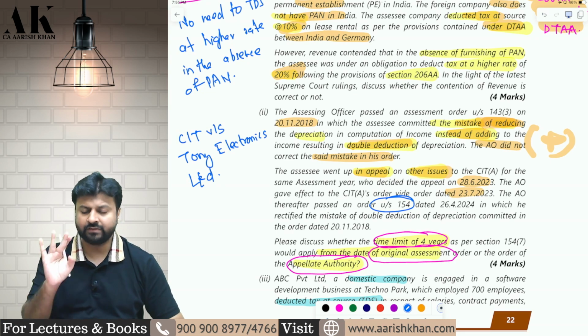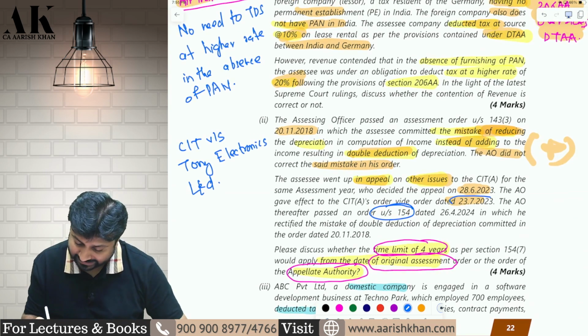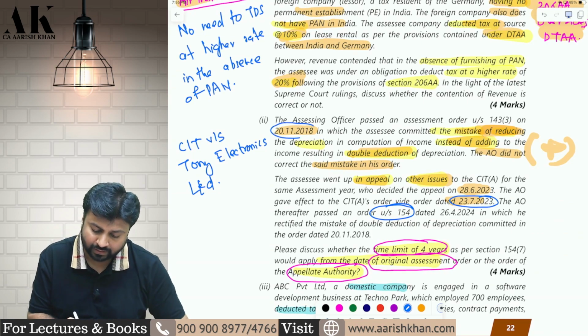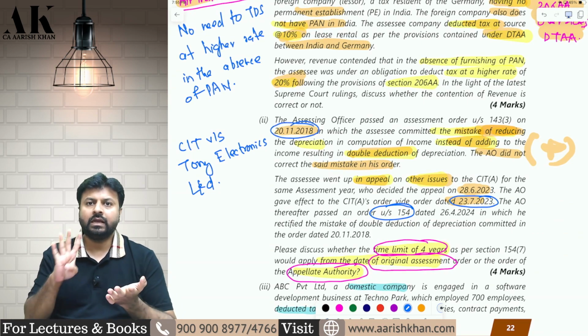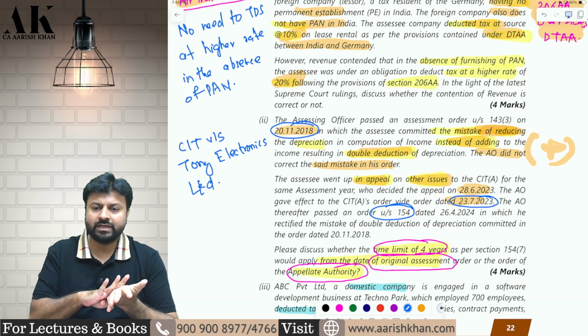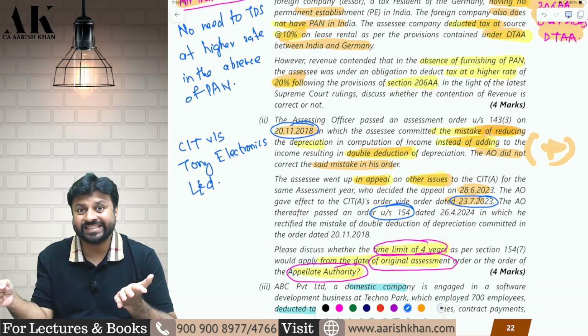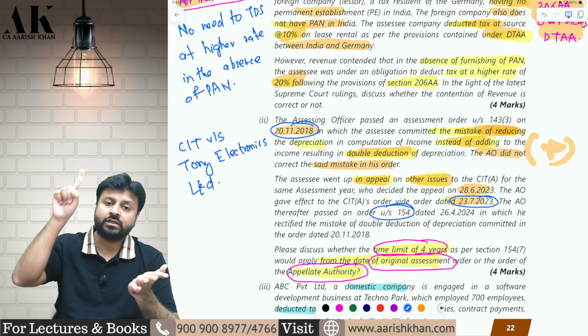whether the 4 years time limit will be counted from the CIT appeal's order or it will be counted from the original order. Okay. Whether the 4 years time limit for rectification of mistake will be counted from where? From the CIT's order, when the CIT passed the order, or when the original order was passed.